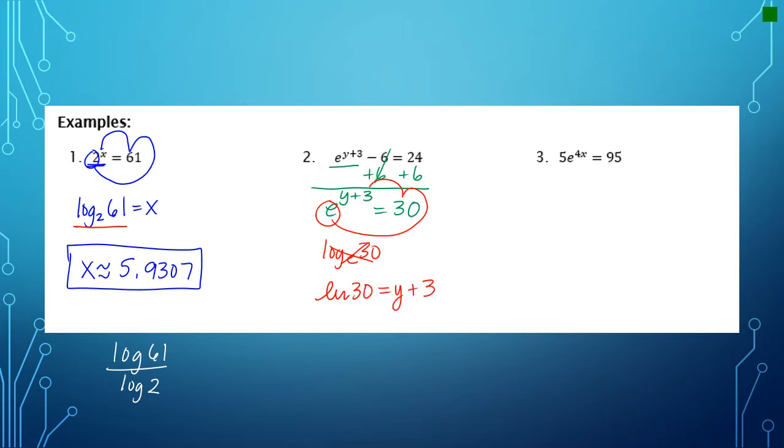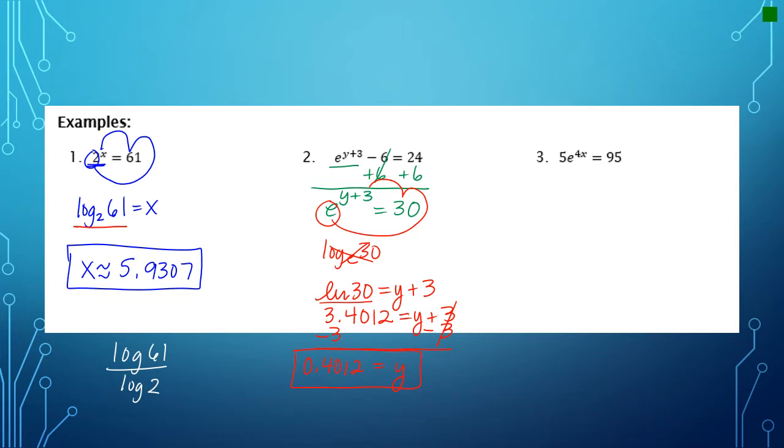Okay, so now I'm going to get a decimal for the natural log of 30. That decimal is 3.4012, and you just get that by putting natural log of 30 into your calculator. There's an ln button right on the front. So I just rounded it to 4 decimal places, and that equals y plus 3. And then to get y totally by itself, I have to subtract 3 from both sides. So I have y now completely by itself, and my answer would be 0.4012.